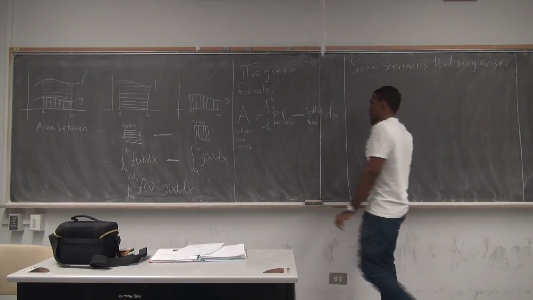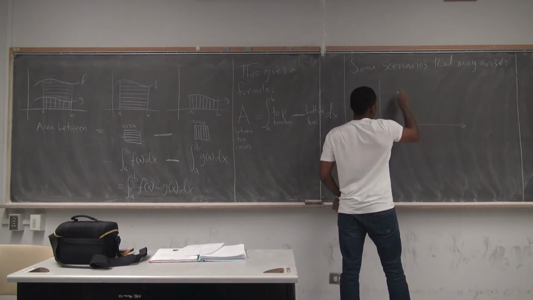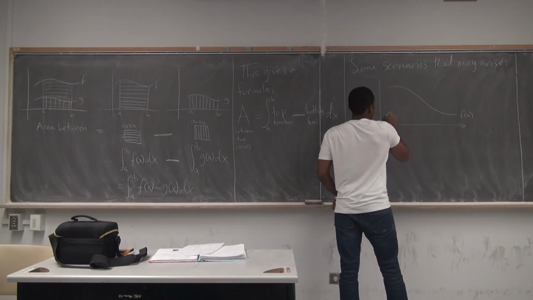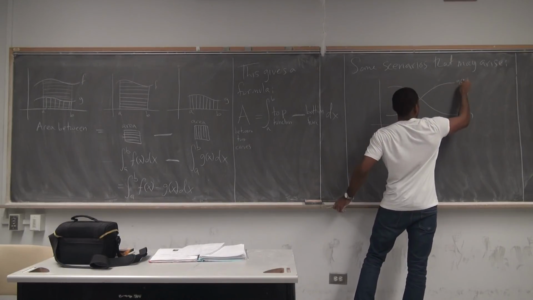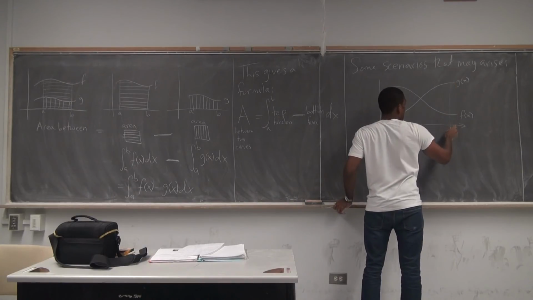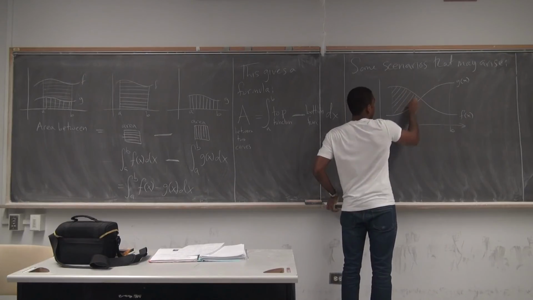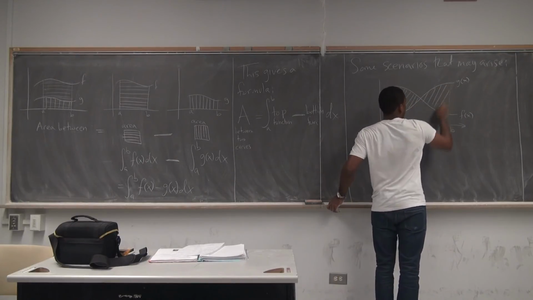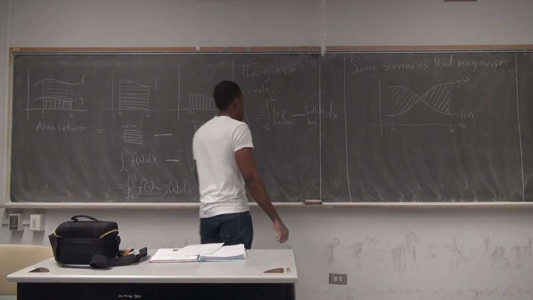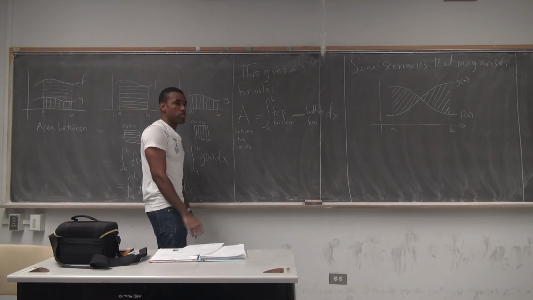So here's something that happens every now and then. Sometimes your functions switch roles. Let's say you have something that looks like this. That's my f of x. And that's my g of x. And I want to find the area between the two functions on a and b, which means I need to find this area here. Now remember, the formula is this. To find the area between those two functions, I need to take the top function and subtract the bottom function.